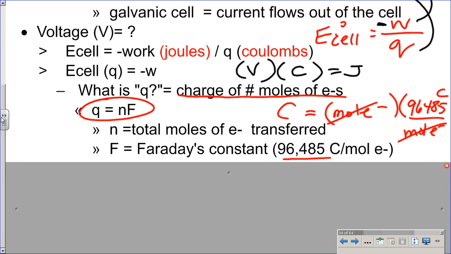Okay, we're going to be more interested in this tomorrow, because we're going to actually calculate how much charge is delivered, how many electrons are used, how long it takes to deliver this charge, stuff like that.